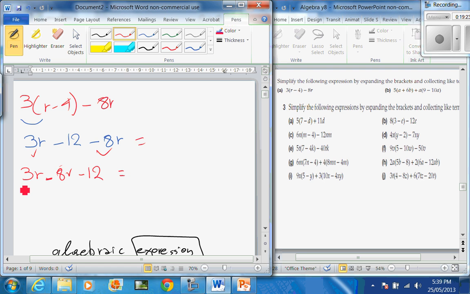So I'm thinking I had 3 brackets. And somebody took away 8 brackets. How many brackets will I have? Remember when we were doing operations, we keep the sign of the larger and subtract. 8 take away 3 equals 5r. I'm missing 5 brackets. Minus 12. So this is the answer.